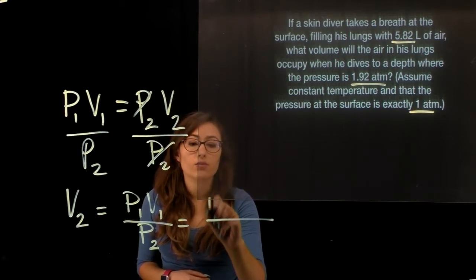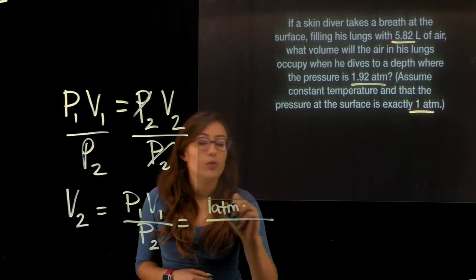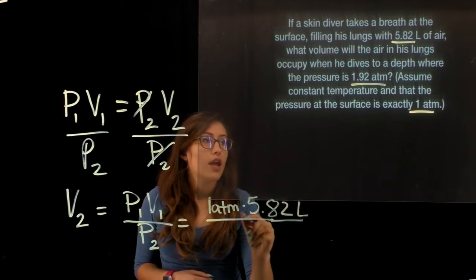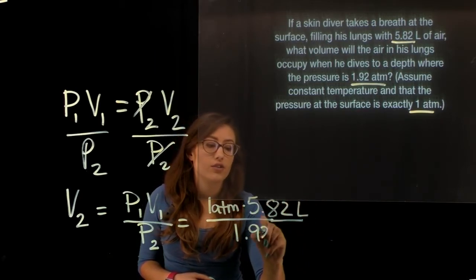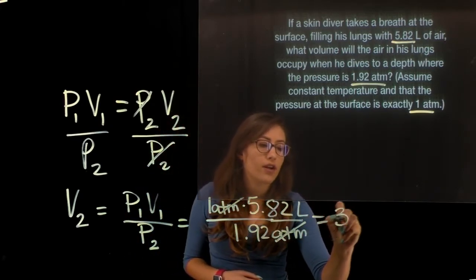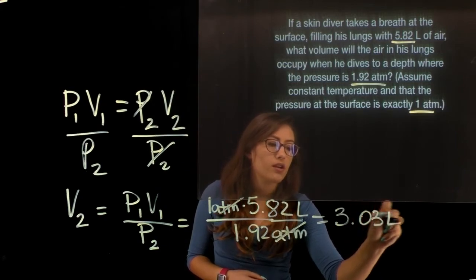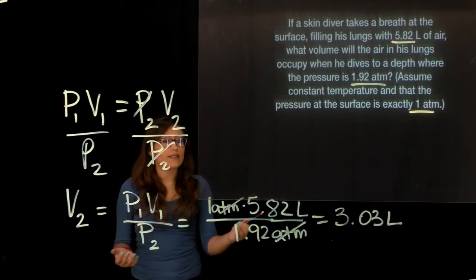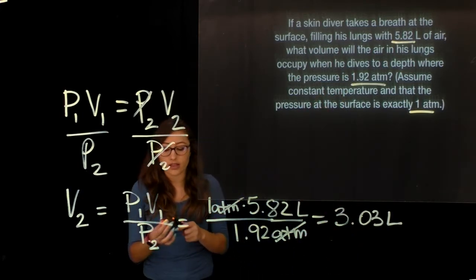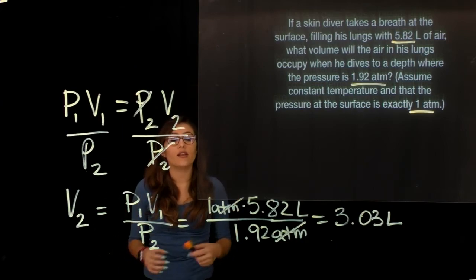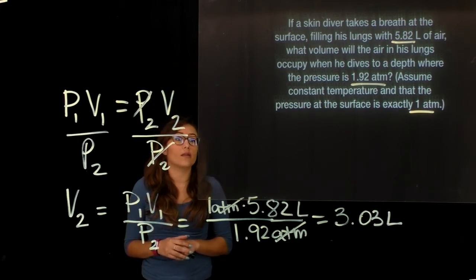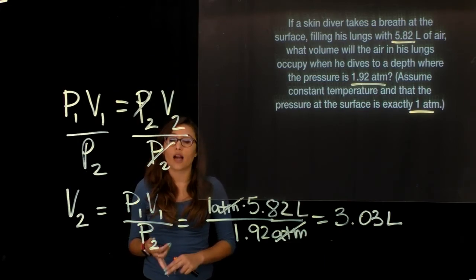So we know P1 is 1 atmosphere. We know volume 1 is 5.82 liters. And we know our final pressure is 1.92 atmospheres. Atmosphere cancels out, and we end up with a final volume of 3.03 liters. This makes sense because our final volume is lower than our initial, and Boyle's Law states that if you increase pressure, our volume must decrease in order to keep the temperature and the number of moles constant.